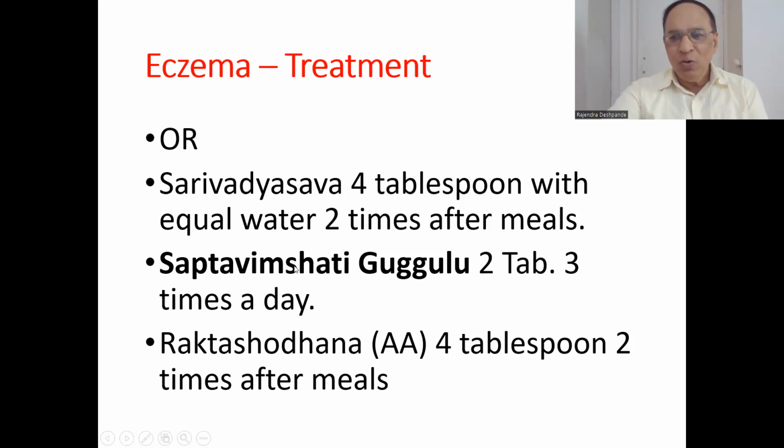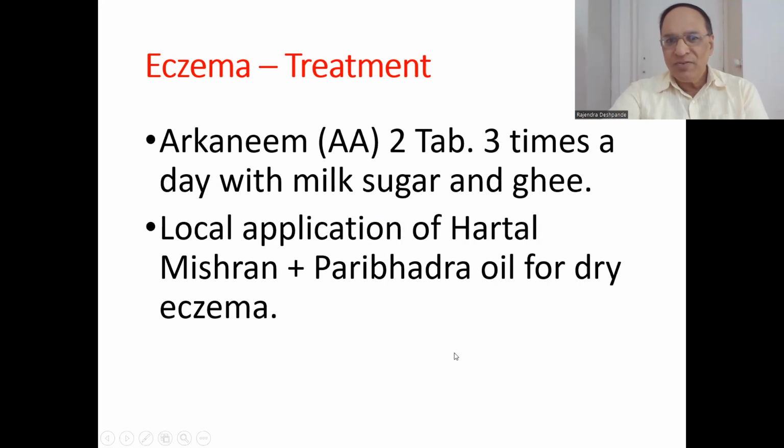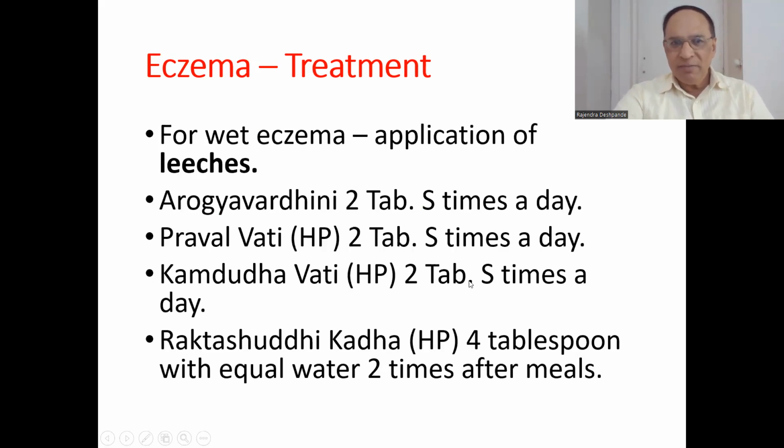Sapta Vimshanti Guggulu, a specific Guggulu product for skin diseases, 2 tablets 3 times in a day. Rakta Shodhana, Ayurveda Arkashala, 4 teaspoons 2 times after meals. Another prescription, eczema treatment, Arka Neem, 2 tablets 3 times in a day, Ayurveda Arkashala, with milk, sugar and ghee. Local application of Hartal Mishran plus Paribhadra Tail for dry eczema.